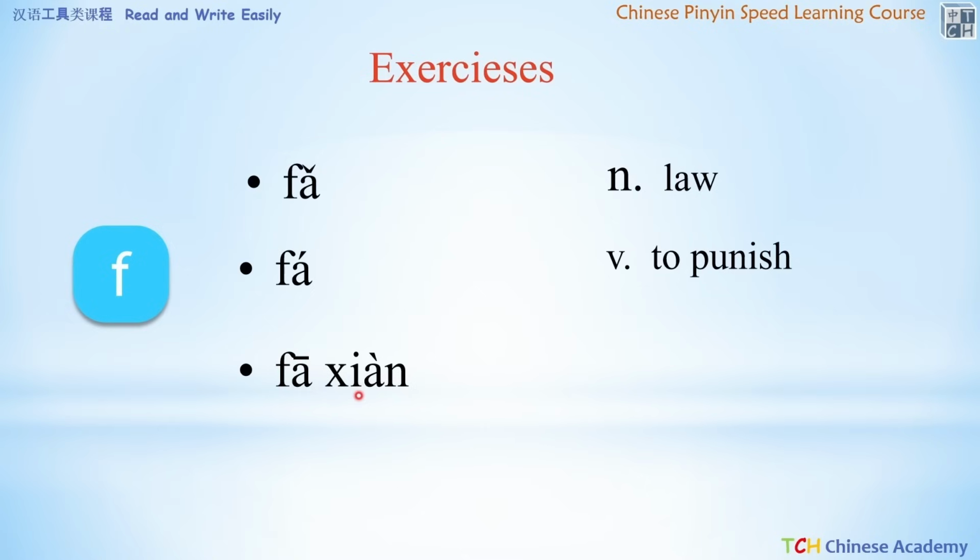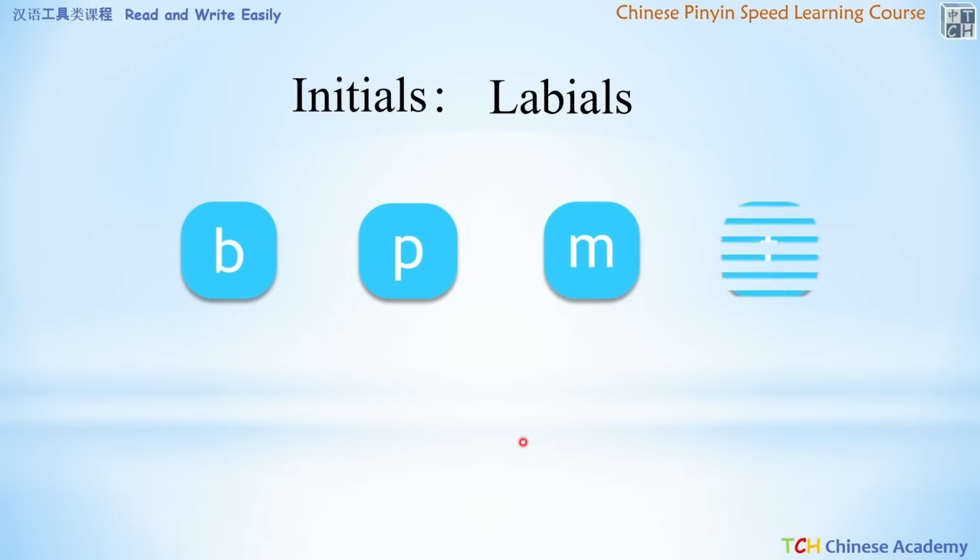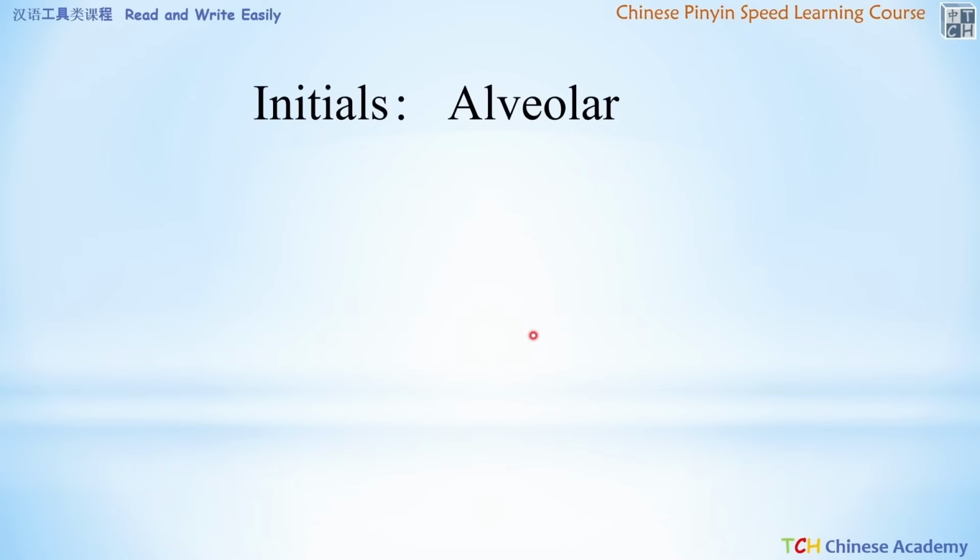And this one we're going to learn later. So, xi, yan, xian. Together, fā xiàn means to discover. Now try one more time. Fā xiàn. That's all for these four labial initials: b, p, m, f.